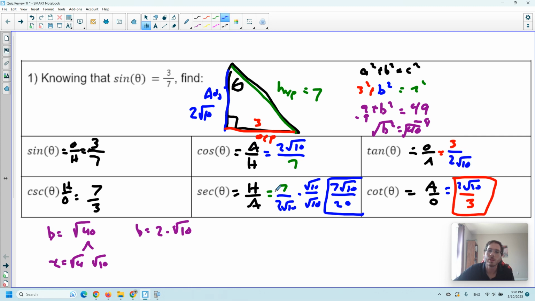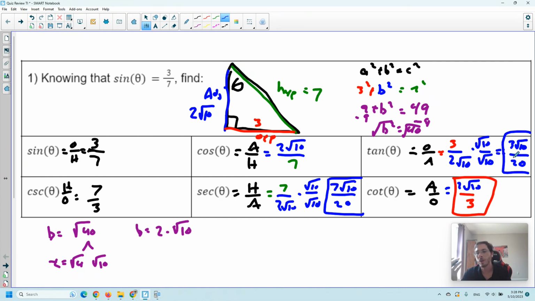Now again, just like with the secant, square root's on the bottom, so we have to multiply the top and the bottom by radical 10. So we're going to get 3 radical 10 over 20. And that's going to be our result. So those are going to be all 6 of our answers.